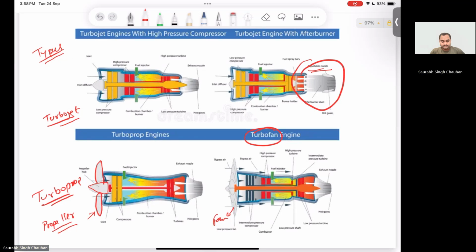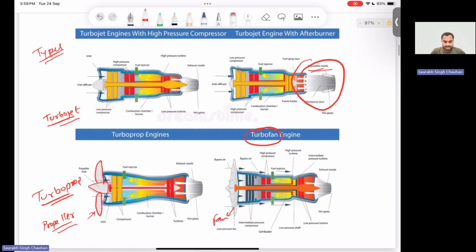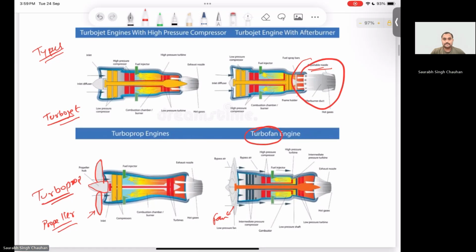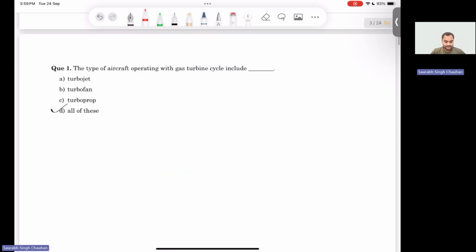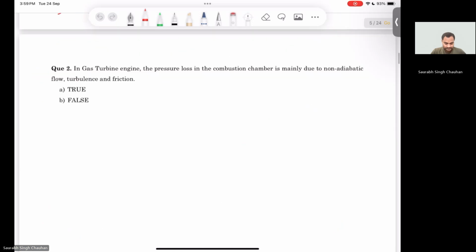So these are different types of engines which are used in aircraft. I hope question number one is clear, that all of these are different types of engines used in aircraft operating on gas turbine cycles. If it is clear, then we will move to the next question, question number two.